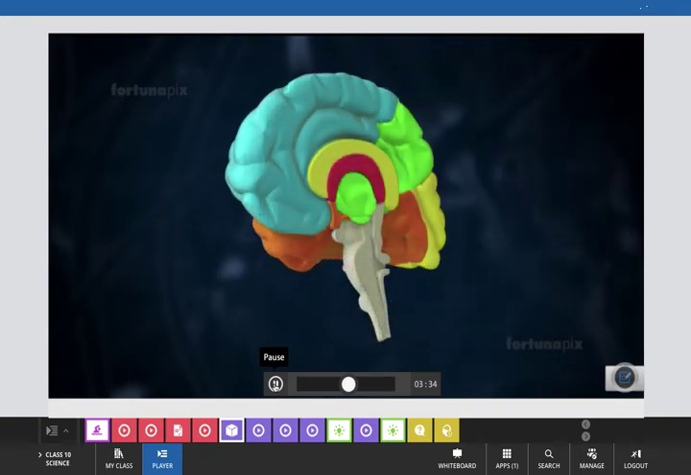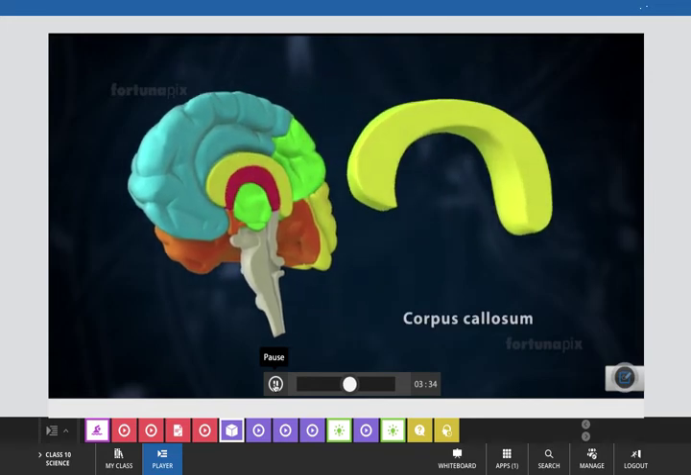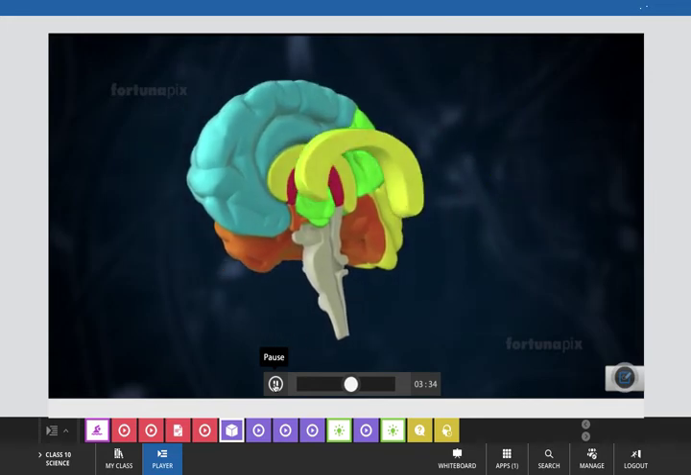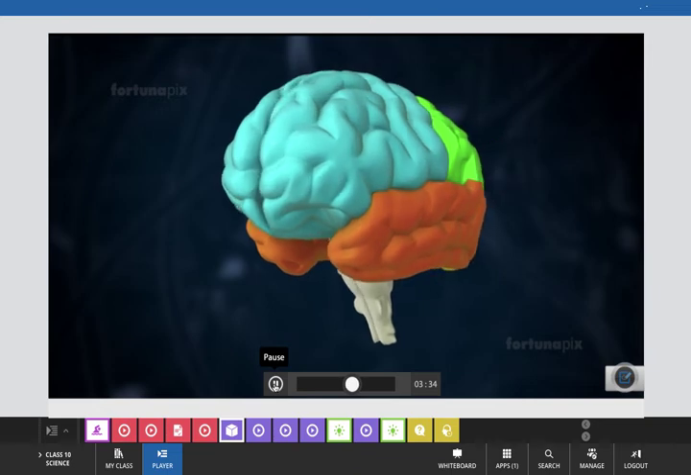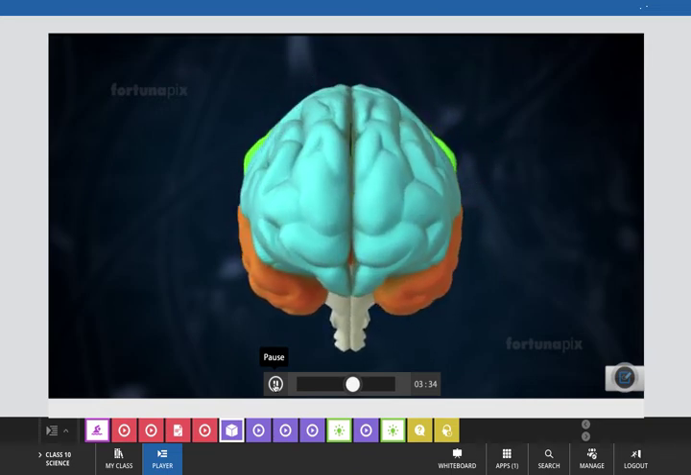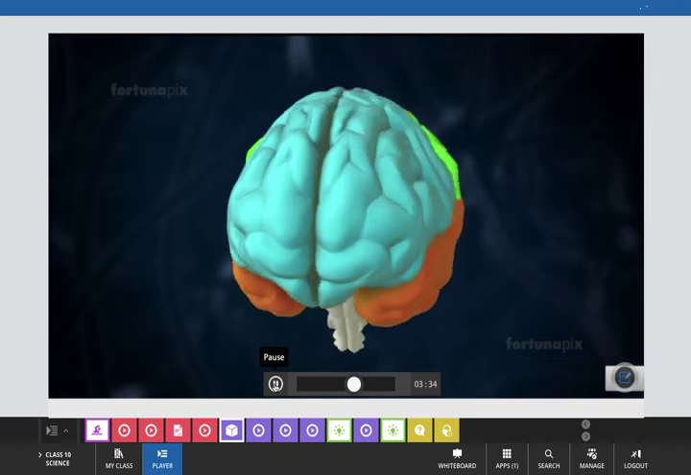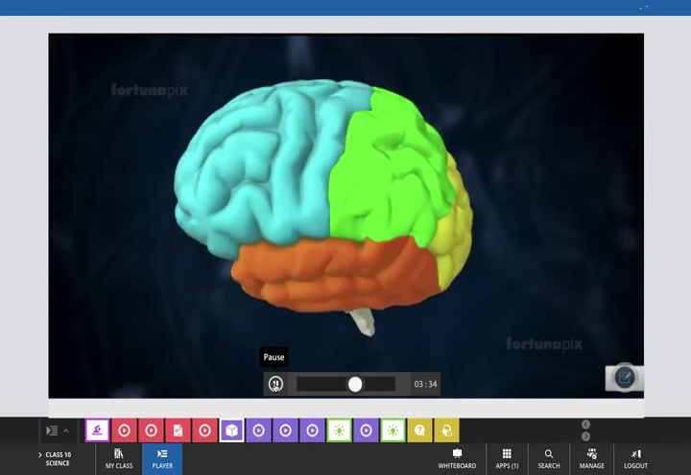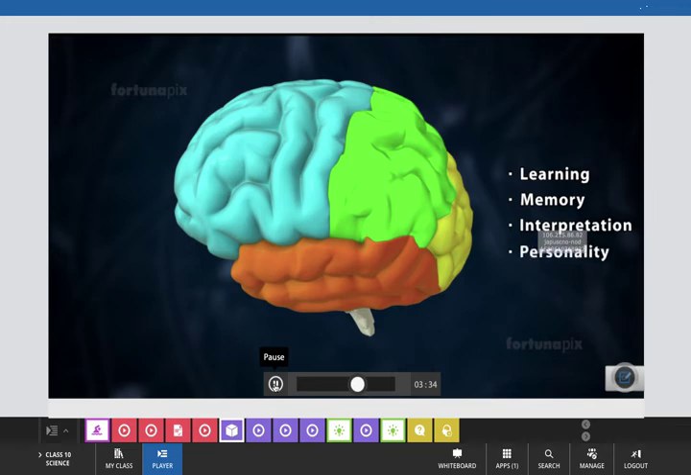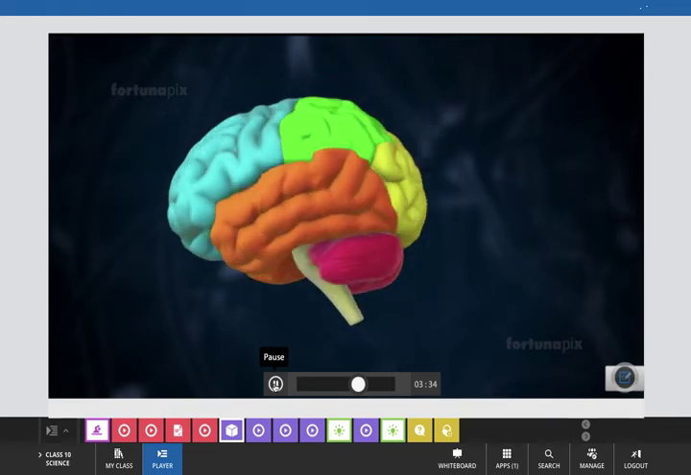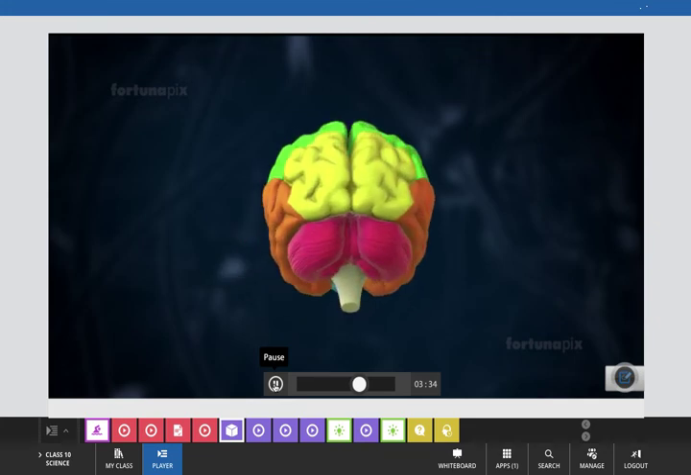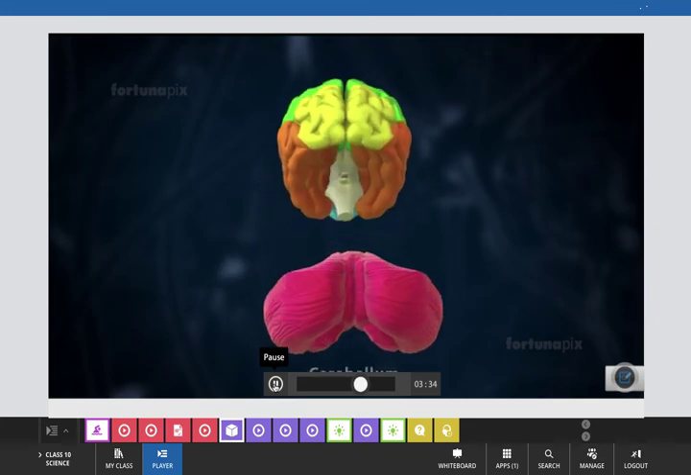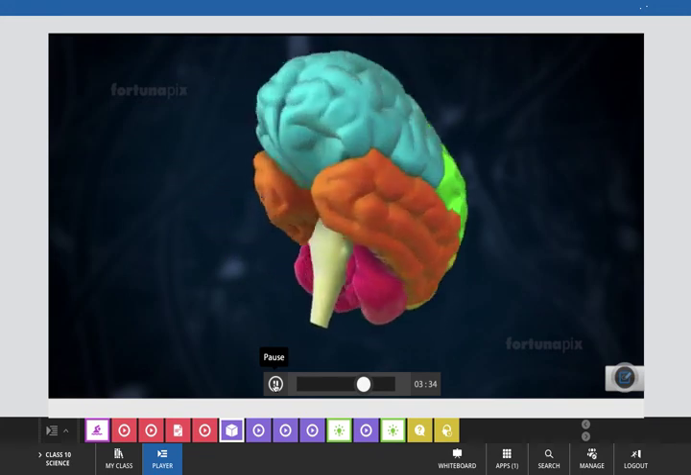The two hemispheres are connected by a nerve tract called the corpus callosum. The surface of the cerebral hemisphere is folded, which increases the surface area. The cerebrum is concerned with learning, memory, interpretation, and personality. The cerebellum is located in the back of the brain, just below the cerebrum. It controls balance, movement, and coordination.